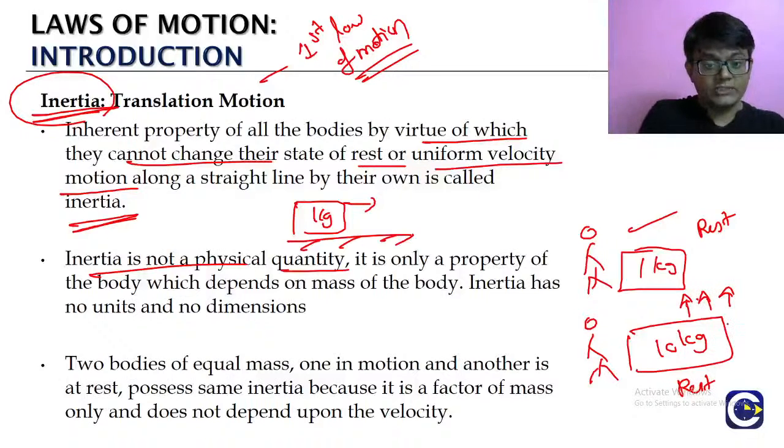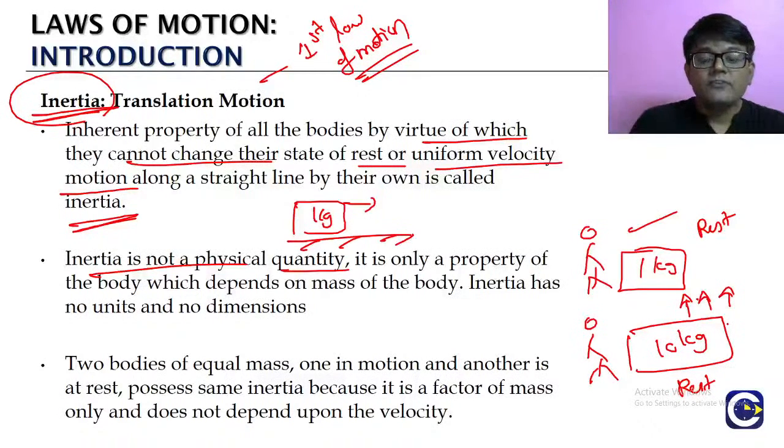So it is at rest, and you are trying to create motion. Which body is opposing more? The 10 kg object is opposing more, right? So we will have to say that the inertia of the 10 kg mass is higher, because it opposes more to generate the motion or to change its state. So inertia is measured in terms of what? The ability of the object to hold on to its state.